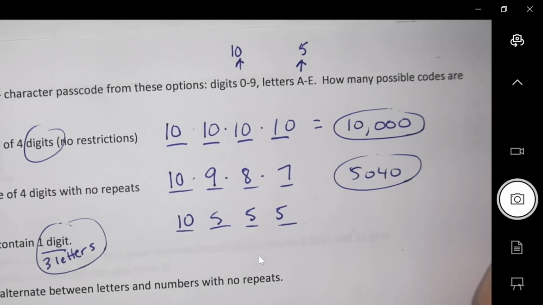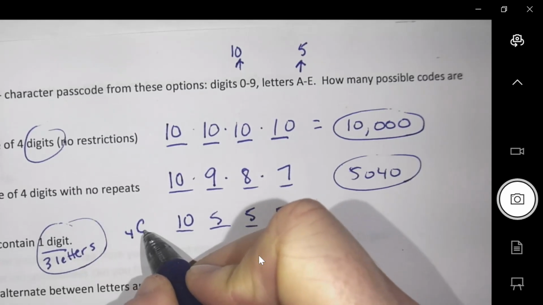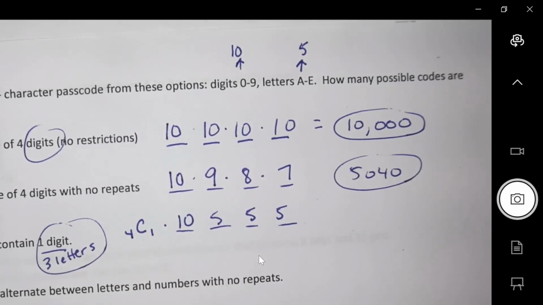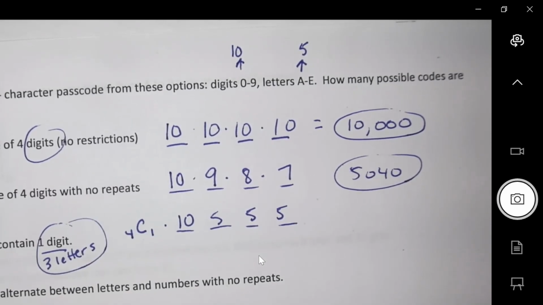But there's something else. I could have, this is my passcode. I could go digit, letter, letter, letter, or I could go letter, digit, letter, letter, right? Or I could do letter, letter, digit, letter. So there's 4, and I have to choose one space to put that digit in. So there's 4. Do you see? I'd listed them. There's 4 different ways you could do that. So I have to times that by 4 yet.